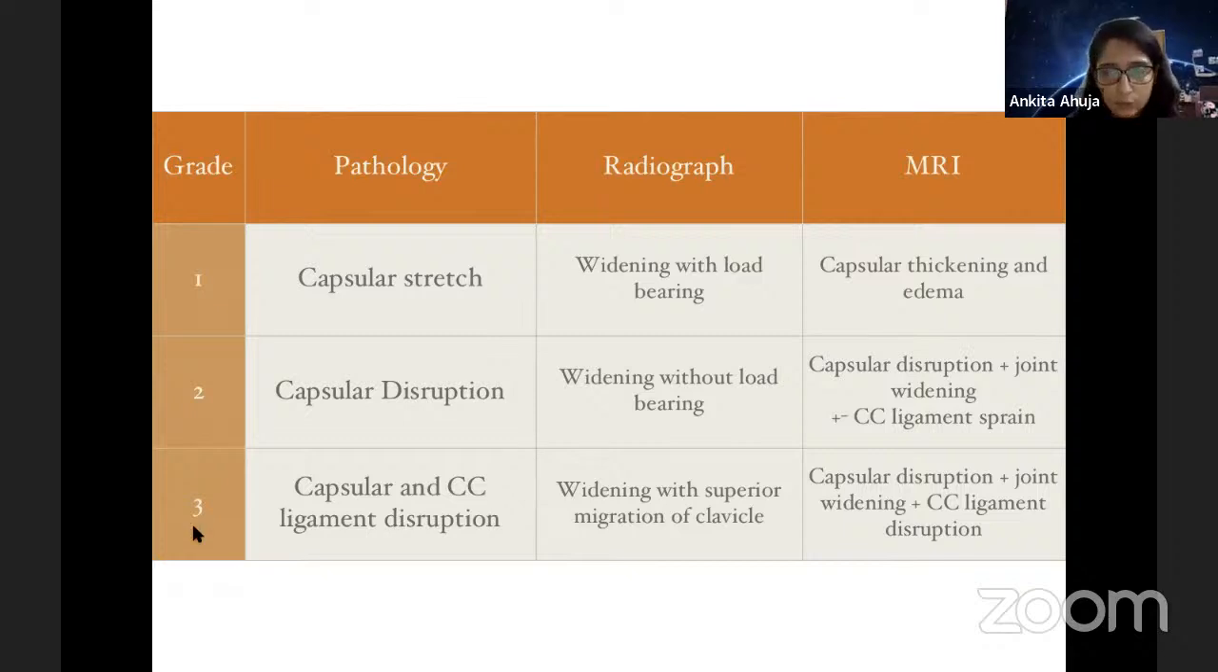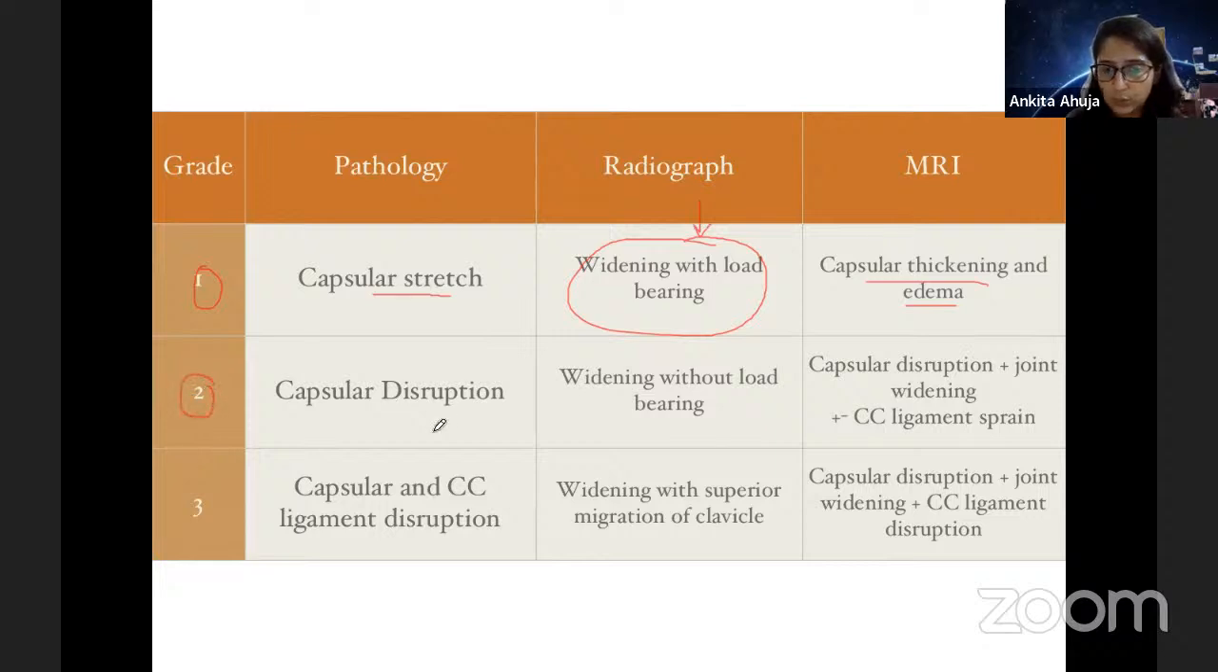So let's just quickly go through the grades. What is grade 1? In grade 1, there is just capsular stretch. So ideally, if you do a normal radiograph, you'll not be able to pick it up. You need a load-bearing radiograph, and then you will be able to pick it up. And on MRI, you would see capsular thickening and edema.